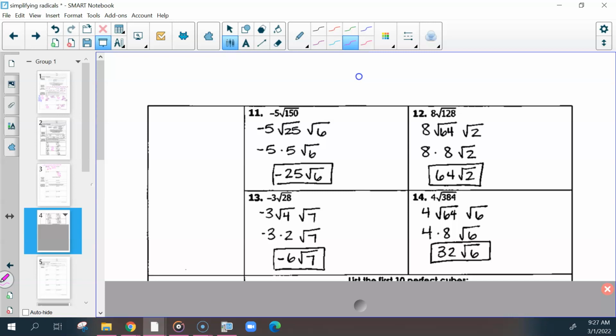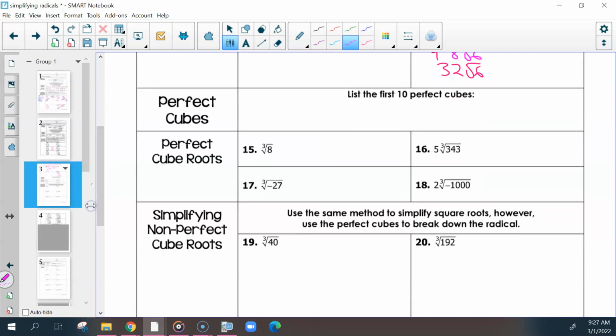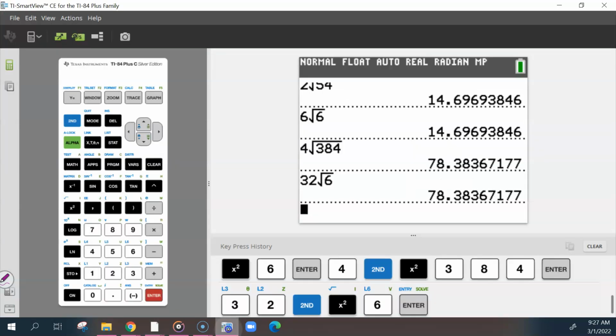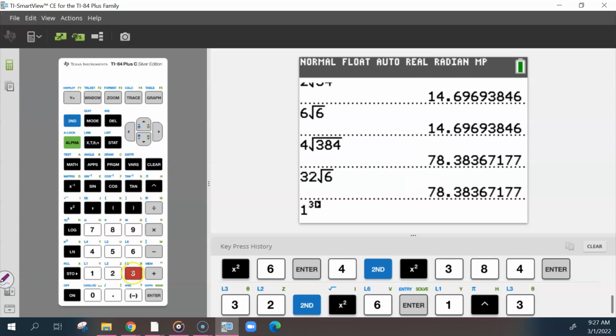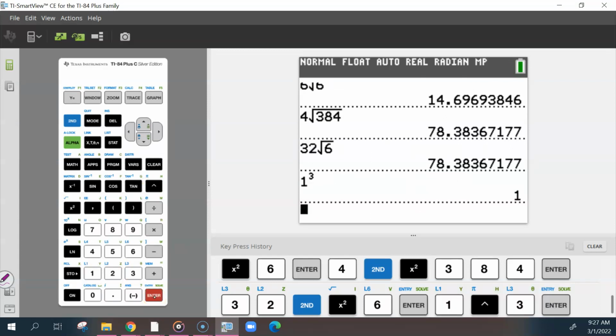The next part we're going to do is simplifying cube roots. Some of the same rules apply, but they're also a little different. Right? Does anyone need this before we move on? Right. We're going to list the first 10 perfect cubes. 10 is really good for cubes because these get really big really fast. These you may not know off the top of your head, so if you're not sure what they are, in your calculator you would do 1 to the third, 2 to the third, and keep doing that until we get all of our perfect cubes.